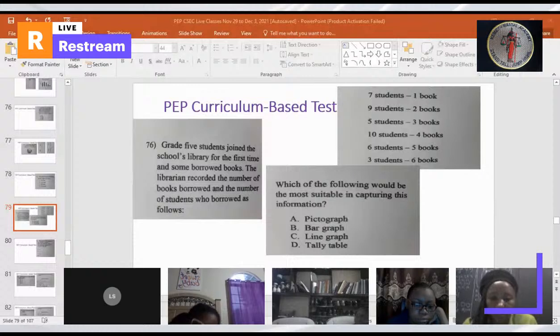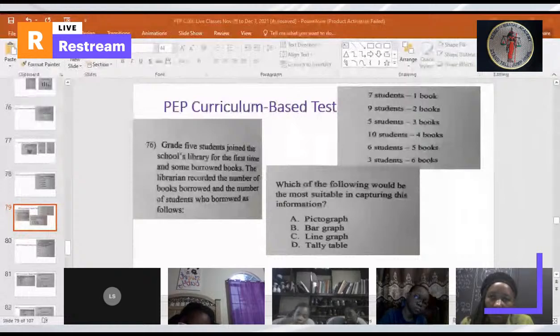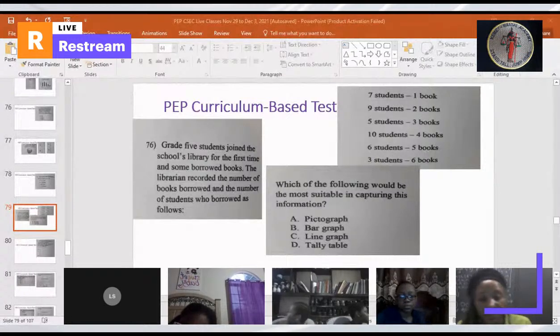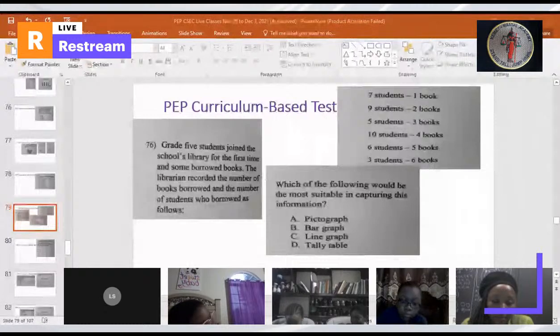Miss, a bar graph? Why is the bar graph best? Miss, because at the bottom they could have number of students, and then at the side they have number of books. But then you'd have to have different bars to represent, what, 7 different students? So you have to have 7 different bars to represent each student. So that's confusing. Yes, Miss.